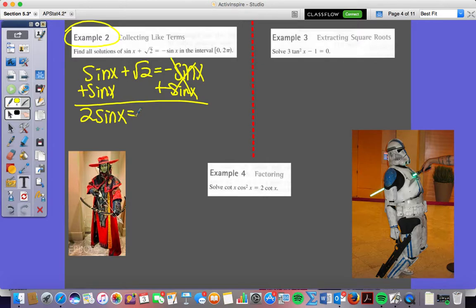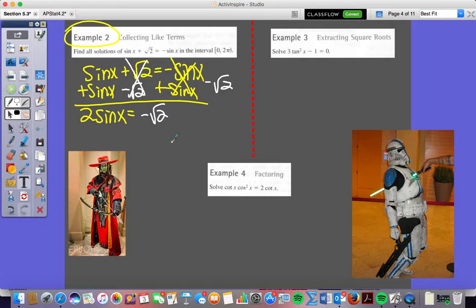and what do we take to the other side? Negative square root of 2. Yeah, so we're going to subtract, just so you can see this here. Subtract square roots of 2 here. We'll do it to both sides. So this is equal to negative square roots of 2. Good.